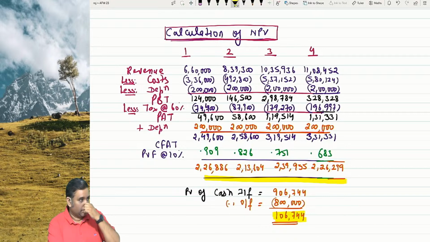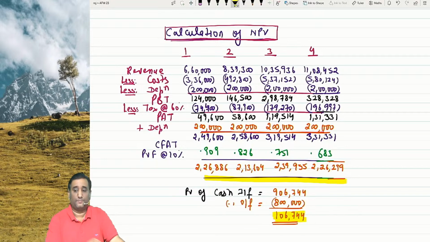Fine. Inflation will remain important from this chapter plus from the AFM. So this remains one of the very important topics. We can link in any two combinations, whatever the case may be. So that was revenue calculation, cost minus depreciation, PBT, less tax, PAT, add back depreciation and then multiply by the present value factors. You get PV of cash inflow minus outflow. Fine.